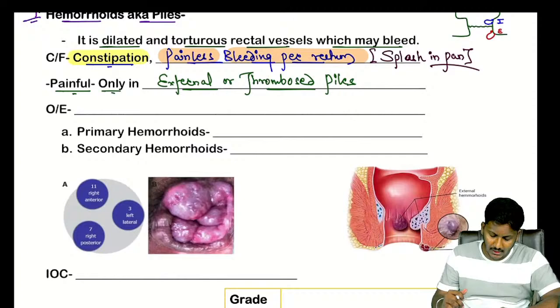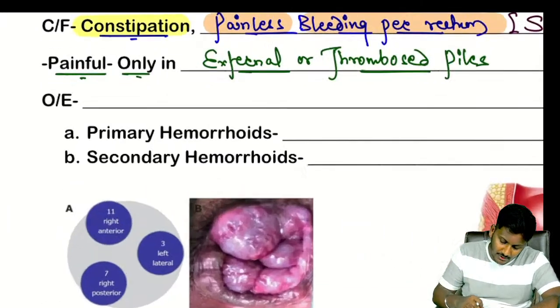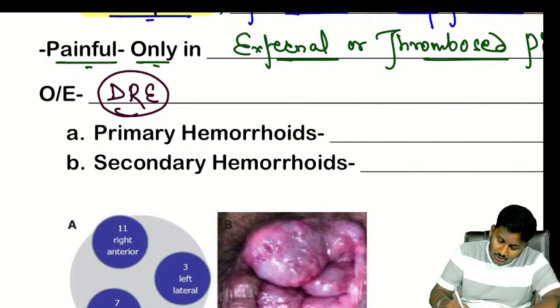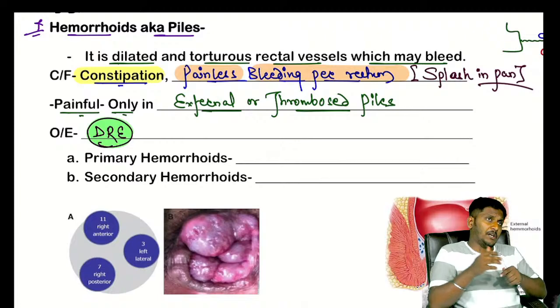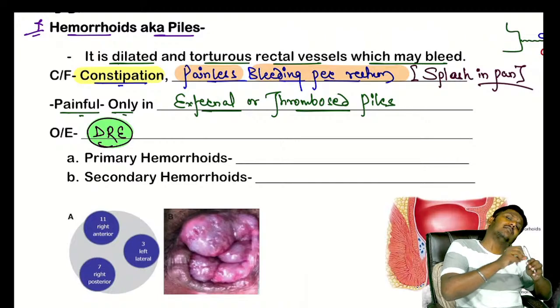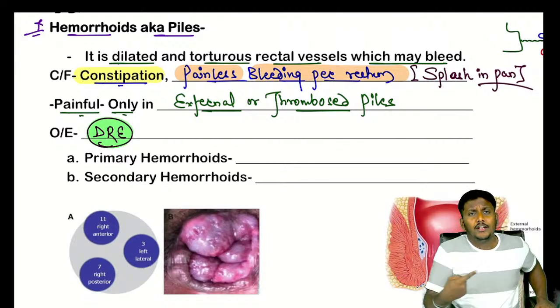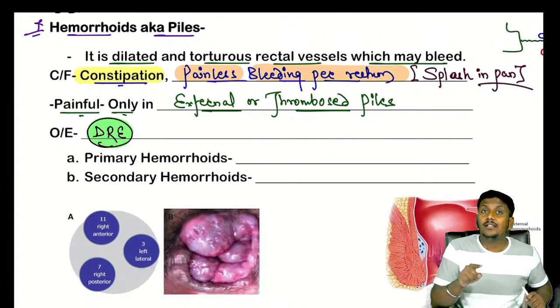Next important, beta, if they ask you on examination, what will be there? Please remember, for examination we have to go for a DRE, beta. What is DRE? Digital rectal examination. The patient will lie in the lateral position facing towards the wall. The patient has to take the knees towards his chest and relax his perineal muscles. We insert our index finger into the patient's anal canal, and then we try to feel the mass, beta, right?